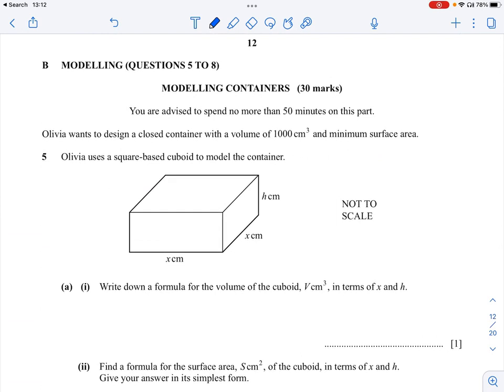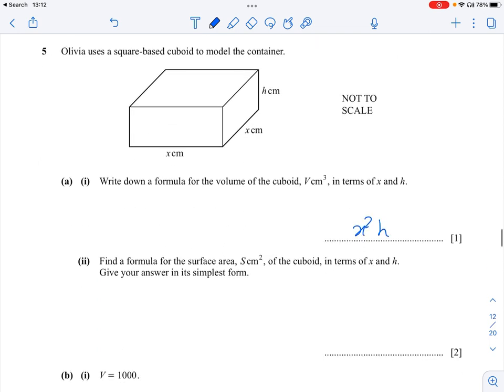Coming to part B, modeling questions 5 to 8, modeling containers. Now Olivia wants to design a closed container of volume 1000 centimeter cube and a minimum surface area. So it should be a volume of 1000 centimeter cube and a minimum surface area. Olivia uses a square based cuboid to model the container. Write down the formula for the volume. So volume is nothing but what? Base area times height h. Find the formula for the surface area S of the cuboid in terms of x and h. Give your answers in the simplest form.